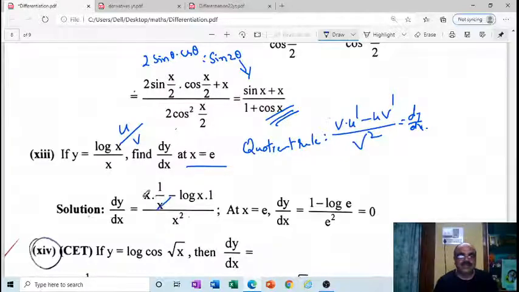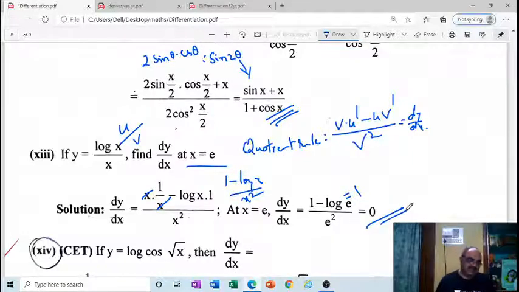So x cancels. 1 minus log x by x square will be the answer. Substitute for x. If you substitute for x, it is 1 minus log e by e square. And as you know that log e to base e is equal to 1. 1 minus 1 is 0 by e square. Answer is 0.